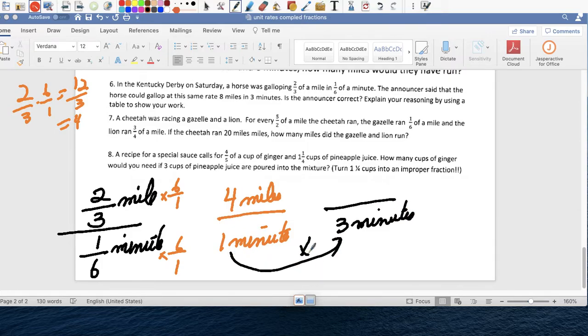1 times 3 is 3. So on the top, I multiply by 3. And 4 miles times 3 is 12 miles. So according to our calculations, the horse can go 12 miles in 3 minutes. And the announcer said 8 miles in 3 minutes. Is he correct? No. So this is a way of showing if the announcer was correct or not, and we use proportions, right? If you have a different way of showing it, you can use it.